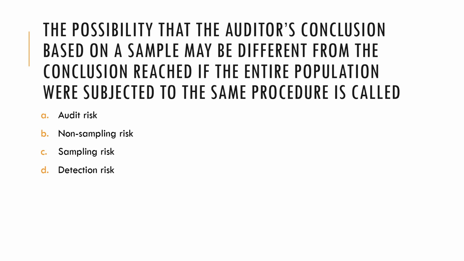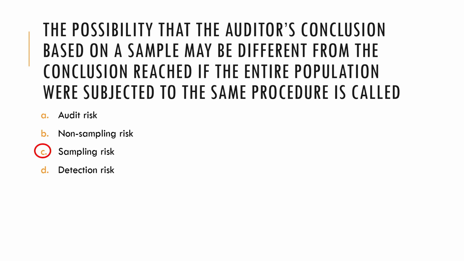Next question. What do we call the possibility that the auditor's conclusion based on a sample may be different from the conclusion reached if the entire population were subjected to the same procedure? Meaning to say, what do we call the possibility that the sample does not look like the population? And because the sample does not look like the population, then our decision based on the sample is now different had we tested the entire population. That is what we call sampling risk.